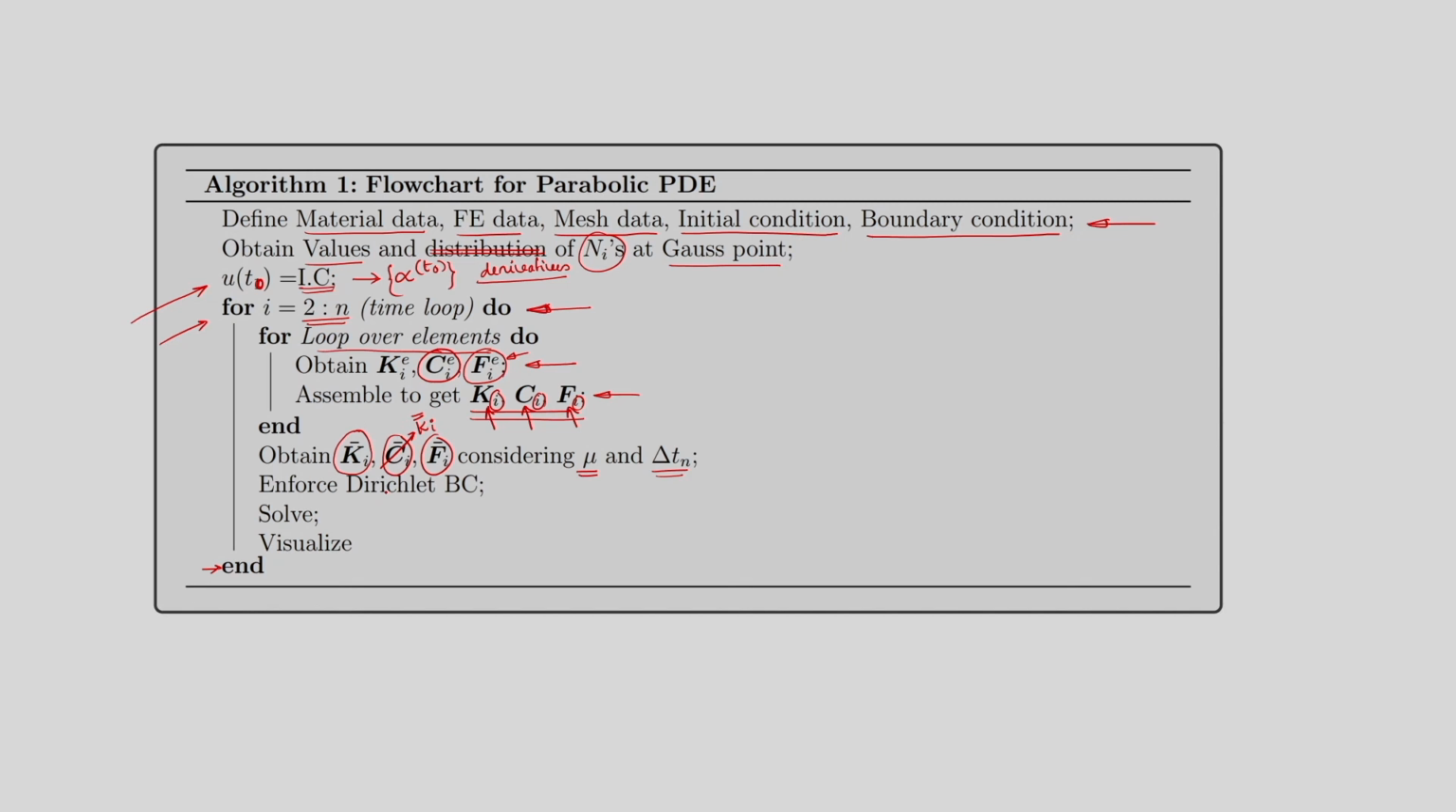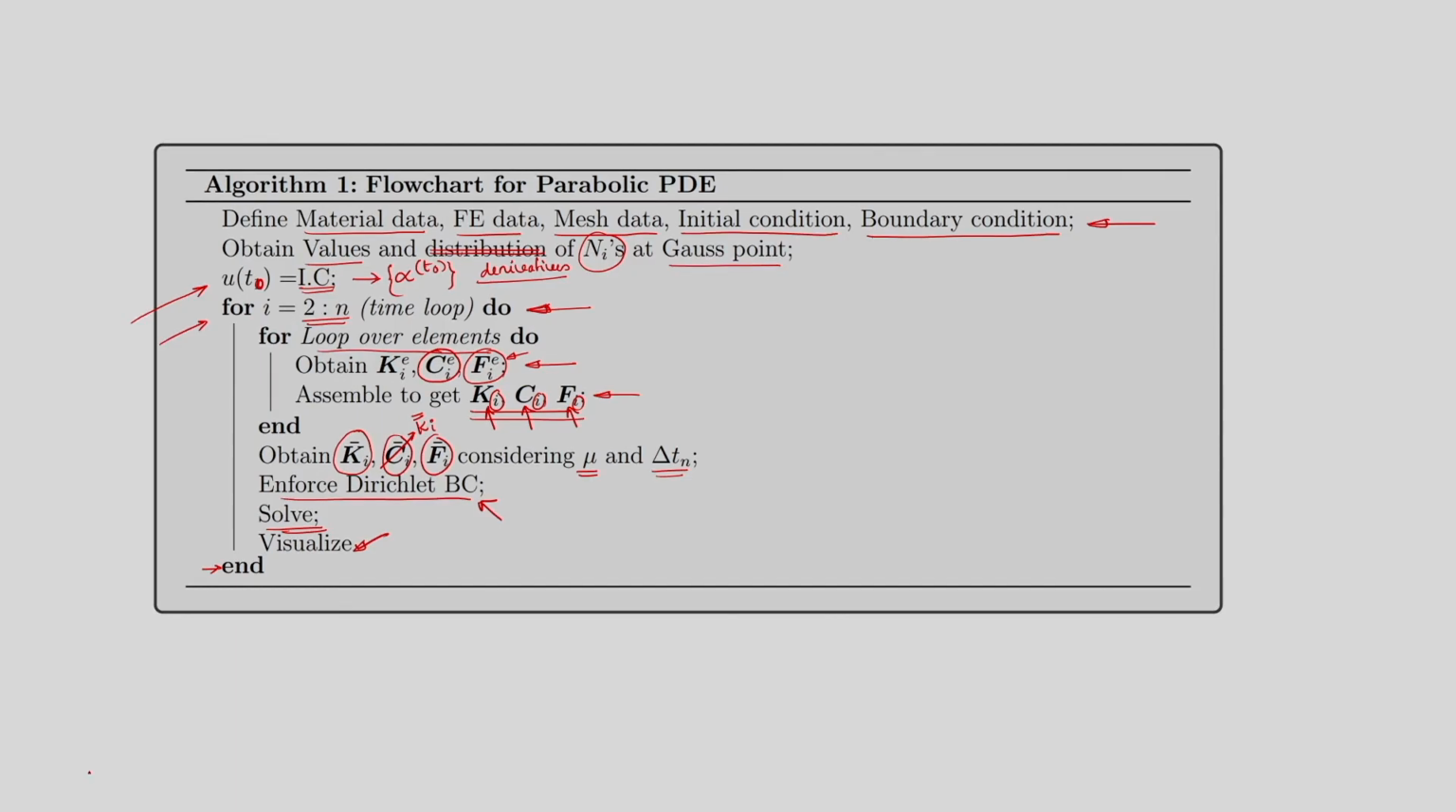So, once we obtain those modified matrices, we will enforce the Dirichlet boundary, because that is what we must do. Then we can actually solve the set of algebraic equations and find out alpha n plus 1. Finally, at a given time instant we can visualize how the temperature is varying or how the heat fluxes are varying.